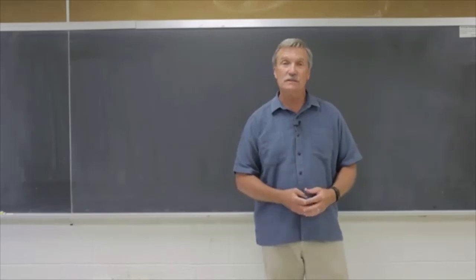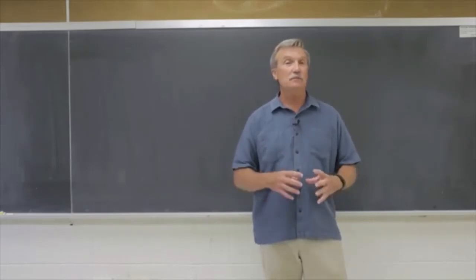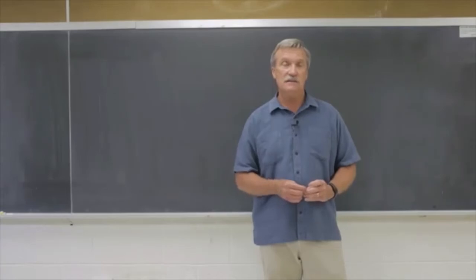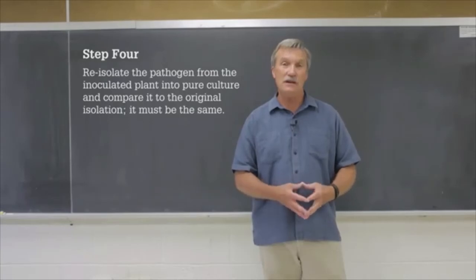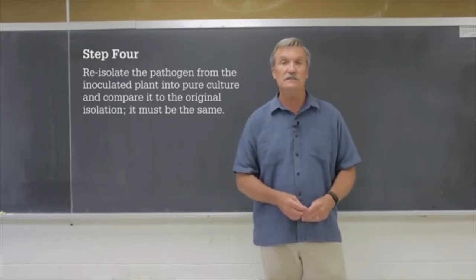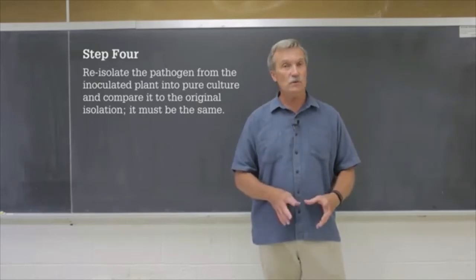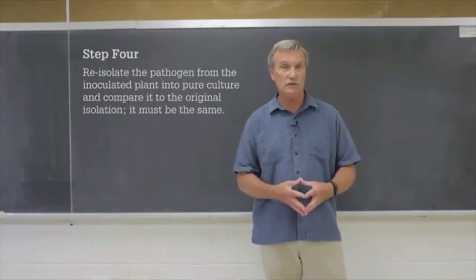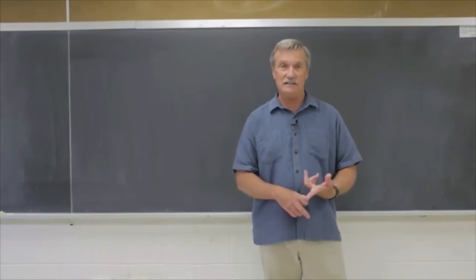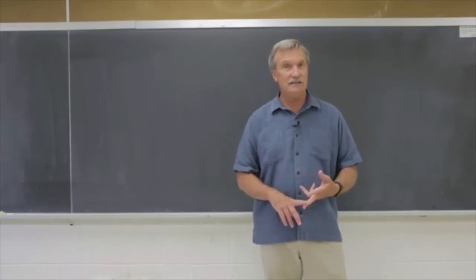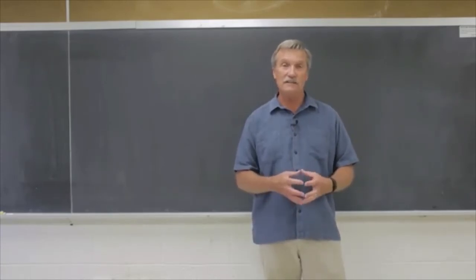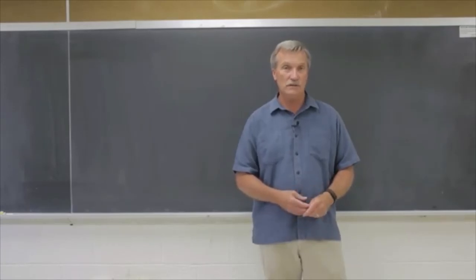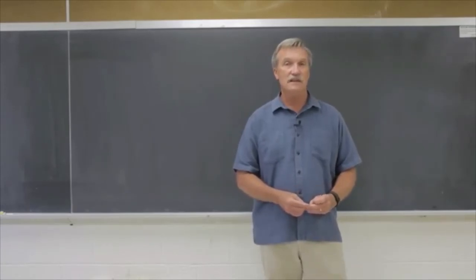Now that you've reproduced the symptoms of the disease, it is time to complete step 4 of Koch's postulates. In step 4, we re-isolate from that symptomatic tissue and compare that organism to the organism we obtained in step 2. Now, if those organisms are the same, you have now completed Koch's postulates. You have isolated, inoculated, and then re-isolated the organism from the disease. Now, by completing these steps, we have proven that this organism is the cause of this disease, and you have completed Koch's postulates for this pathogen.